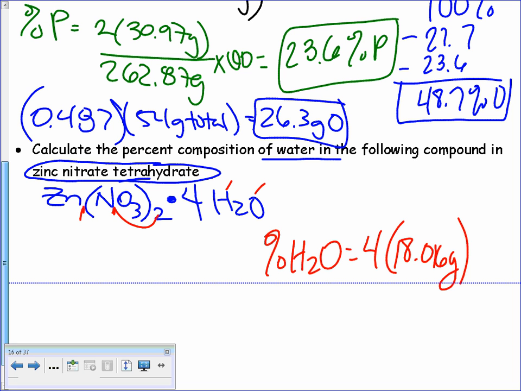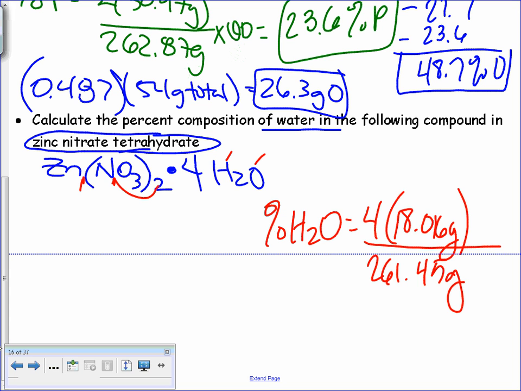If I can work the calculator. What do you guys get as your mass? So this is waters. This is the water over the total compound mass, which was 261.454. I added the 0.016 here. So it's okay if it's a little off because it just depends on our specific periodic tables we're using. But regardless, 4 waters over the total mass times 100 gives us what percent water?